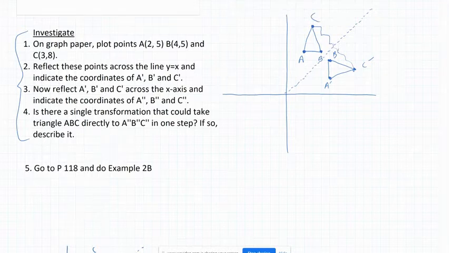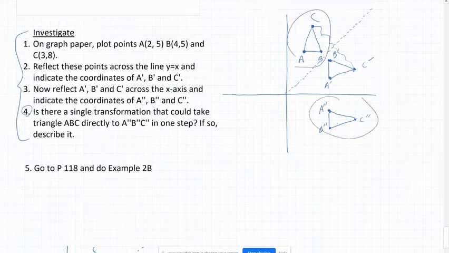And now step 3, now we're going to reflect those points across the x-axis. So point A double prime would be here, point B double prime would be here, and point C double prime would be here, giving us that image. And so now the question is, for part 4, is there a single transformation that would have gotten us from here to here in one step?